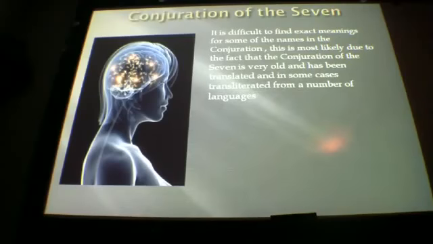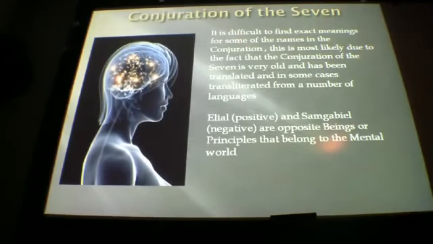So, it is difficult to find exact meanings for some of the names in the Conjuration. This is most likely due to the fact that the Conjuration of the Seven is very old and has been translated, and in some cases transliterated, from a number of languages. I think it was first written down maybe by Eliphas Levi, who translated it from Hebrew into French, and then from French it went to Spanish through Samuel, and from Spanish, English. So you can see there's a lot of translation. So Eliel is the positive, and Sam Gabriel is the negative.